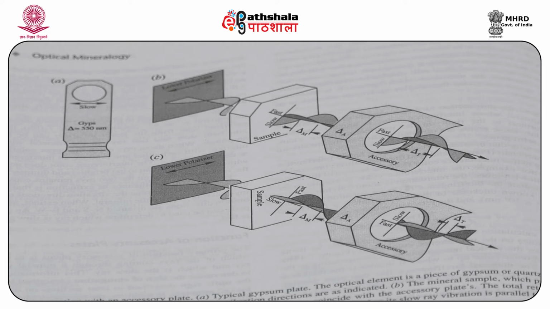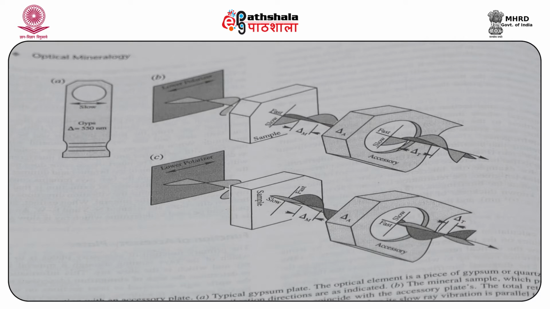Accessory plates can also be used for determining the order of interference color. The gypsum plate is generally used for quickly distinguishing between second and higher order colors and to distinguish between first order white and a higher order white. We know that the gypsum plate either adds or subtracts retardation equal to one order of interference color, that is 550 nanometer, as was discussed earlier in the diagram.